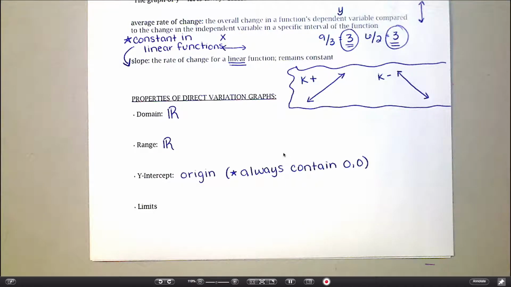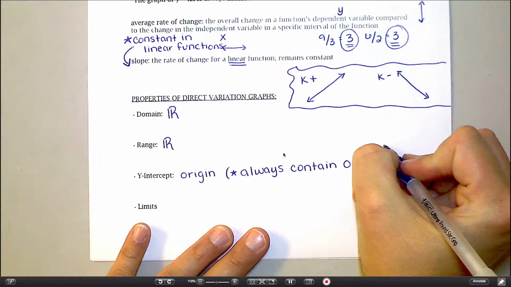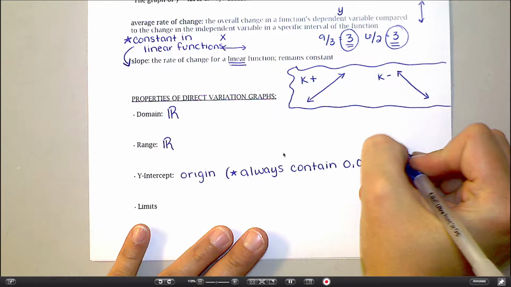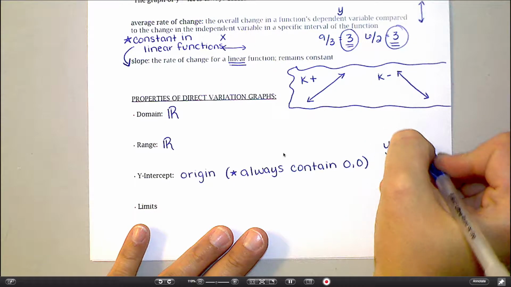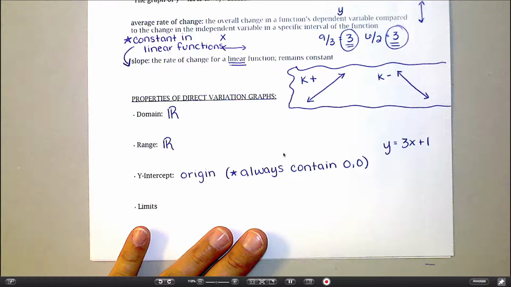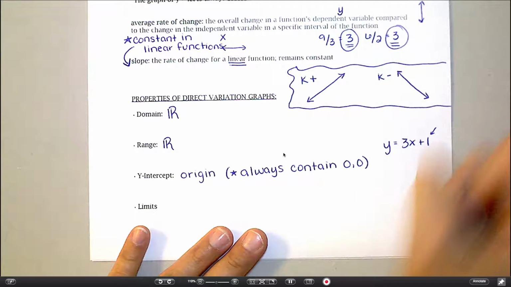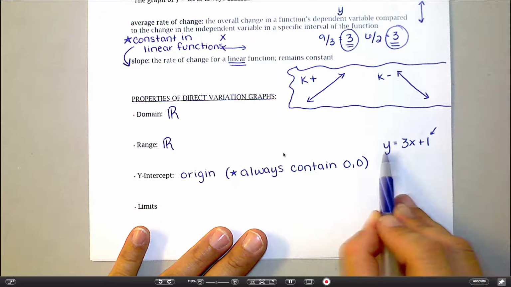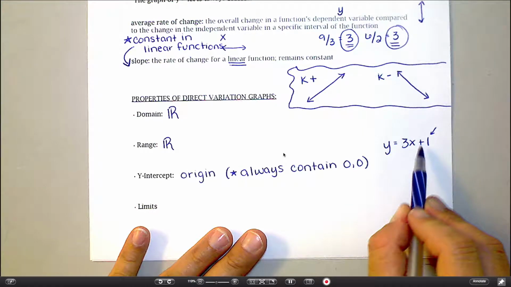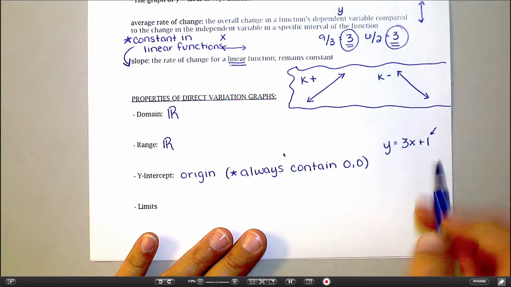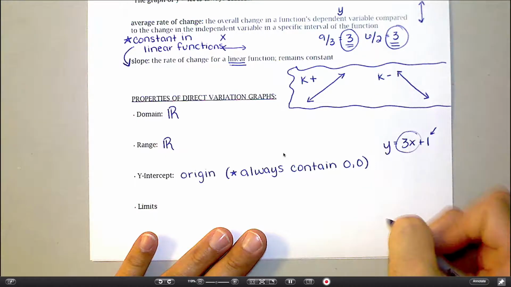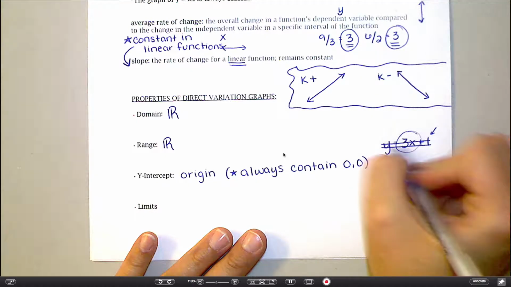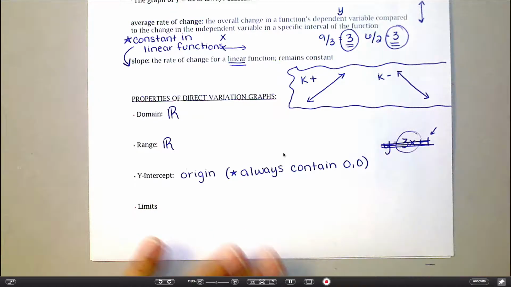Now, some of you might be thinking, well, I know I've seen lines before that don't cross through 0, 0. That's true, but in order to make it not cross through 0, 0, we have to throw some addition and subtraction in there. So like 3x plus 1, for example. That's not going to cross through 0, 0. That one's going to have a y-intercept of 1. But this is not technically direct variation because it's got addition and subtraction in there. Only this is direct variation. So you can kind of ignore that. I just kind of want to make a point there.